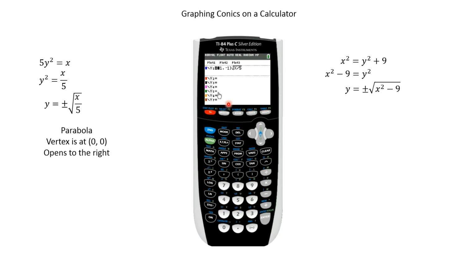We go to y equals. We already have most of it. We just need to change the x over 5 to x squared minus 9. Sometimes it's easier just to delete everything inside. The x squared minus 9. And then we can graph it. And we'll get the positive one first. Coming there, and then over there. And then the negative one will come. This graph's in such a weird order. And over there, and that would be a hyperbola.